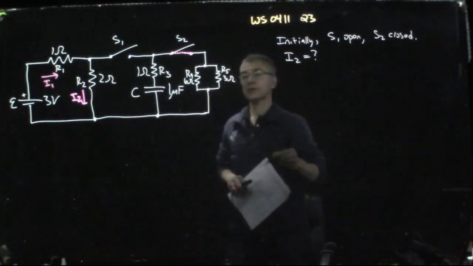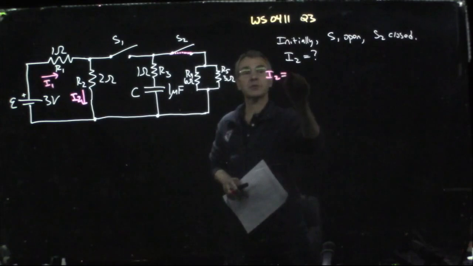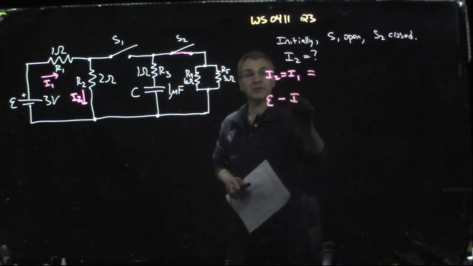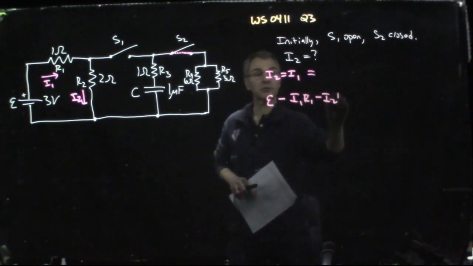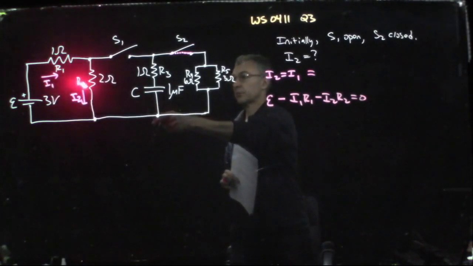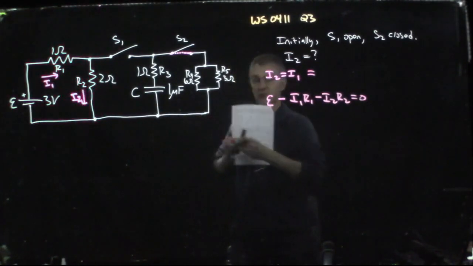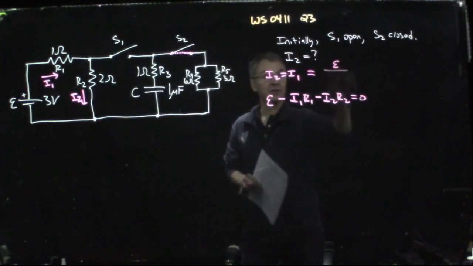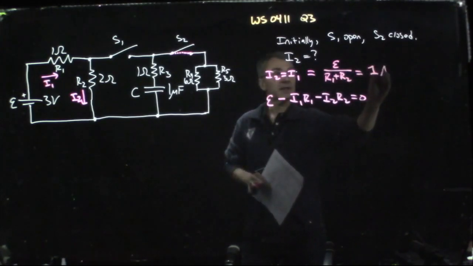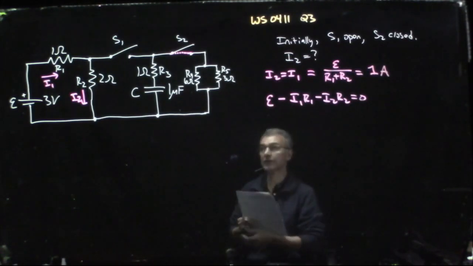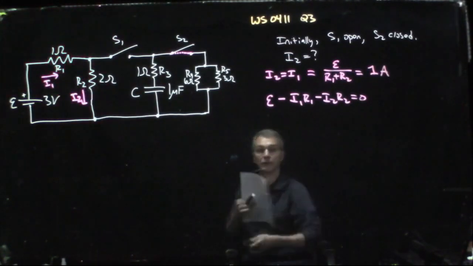If the switch S1 is open, then I2 equals I1. The loop rule would just say the battery EMF minus I1 R1 minus I2 R2 equals 0, going clockwise out of the plus terminal of the battery, around this loop, back to the minus terminal of the battery. Since I2 equals I1, those currents are the battery EMF divided by R1 plus R2, which is 1 amp, or 1.00 amp to 3 significant figures. That current flows to the right through R1 and then down through R2.